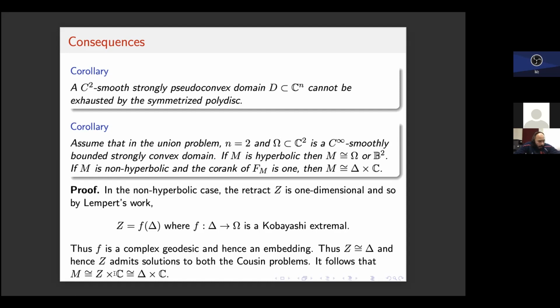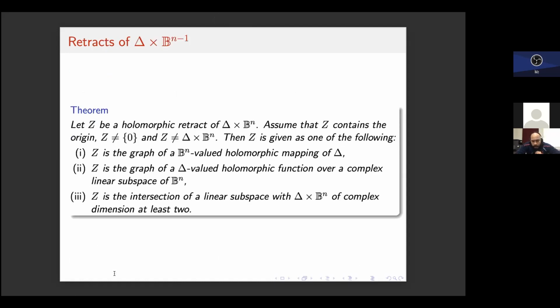Now, the final result, I will probably only state. Because of Theorem 2, it is of interest to understand retracts of domains in C^n, right? Because this would allow us to describe the limit more explicitly. So retracts of polydiscs and balls are known. But retracts of polydiscs times balls were not known. So this is our result.